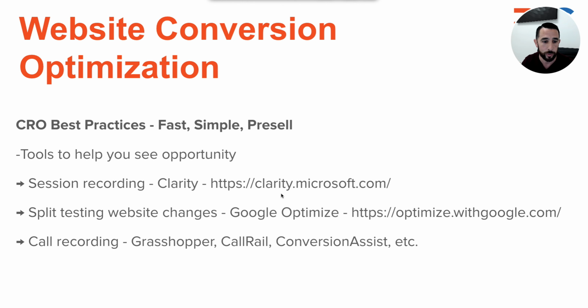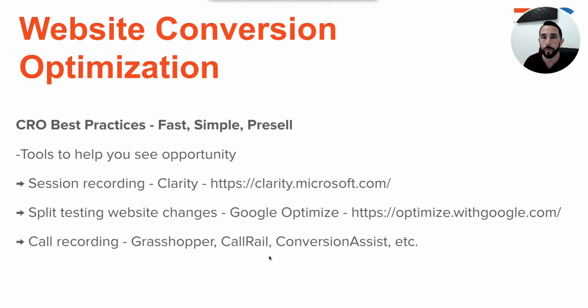So again, you could use things like Grasshopper. We've used CallRail, and of course, Conversion Assist, our system, also has this built in. So of course, my favorite, but regardless of that, you can use any one of these. And there's also other options for call recording and call attribution, which is for your marketing. So I think it's really important to have a plan for this.